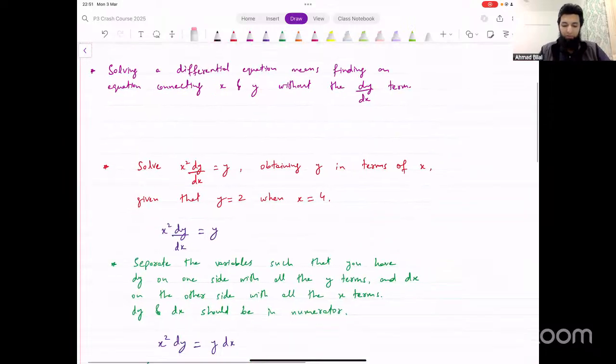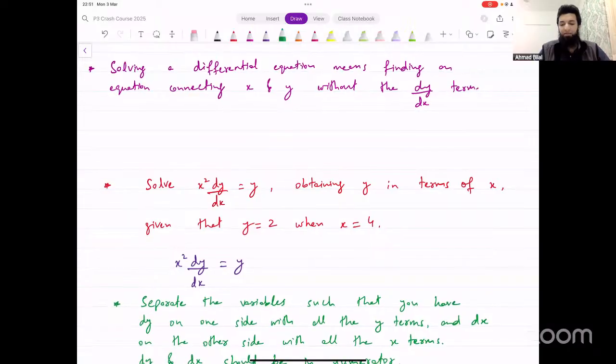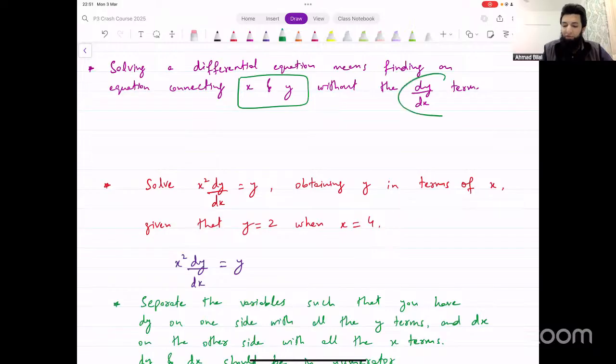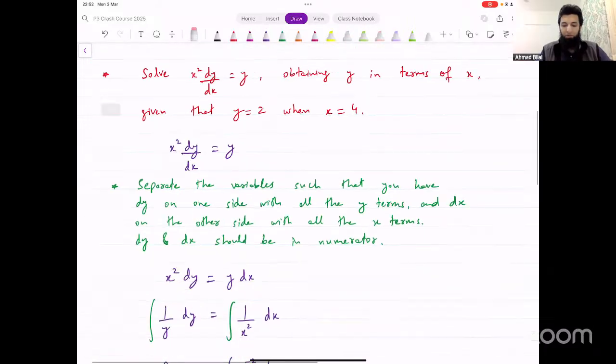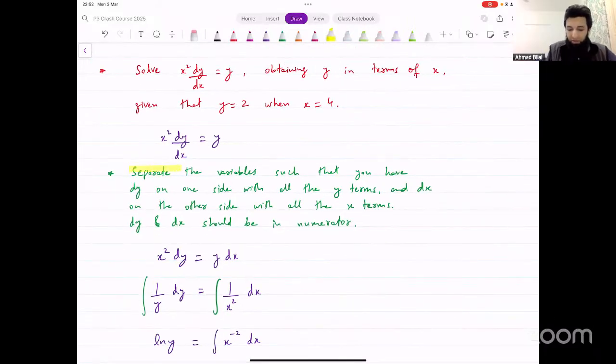How do you solve the differential equation? Solving a differential equation basically means finding an equation that connects x and y without the dy over dx term. So if you have an equation like this, we want to eliminate dy over dx from there and find an equation that only has y and x in it. What's the process for that? The first thing that we always do is we separate the variables, such that on one side you have dx, and on the other side you have dy, both of them in the numerator.